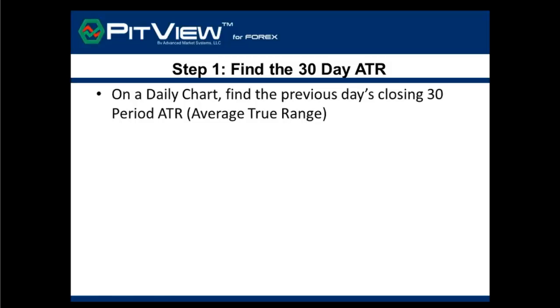On a daily chart on the pair that we're trading, we want to find the previous day's closing 30-period ATR, or average true range. Why is the average true range important? The reason why the range is important on currency pairs is because most people live under the misconception that currencies trade an unlimited amount per day.